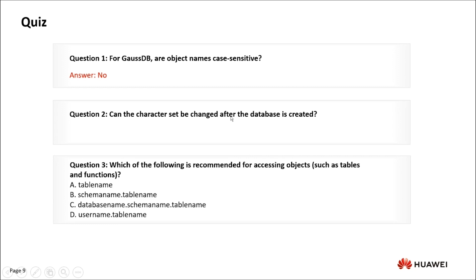Secondly, can the character set be changed after the database is created? And the answer is no. We can't change the character set after the DB is created. And thirdly, which of the following is recommended for accessing objects? For example, tables and functions. And as we mentioned before, we recommend to use schema instead of database to achieve business isolation. So the best way to access the object is to use the schema name dot table name. So here the answer is B.